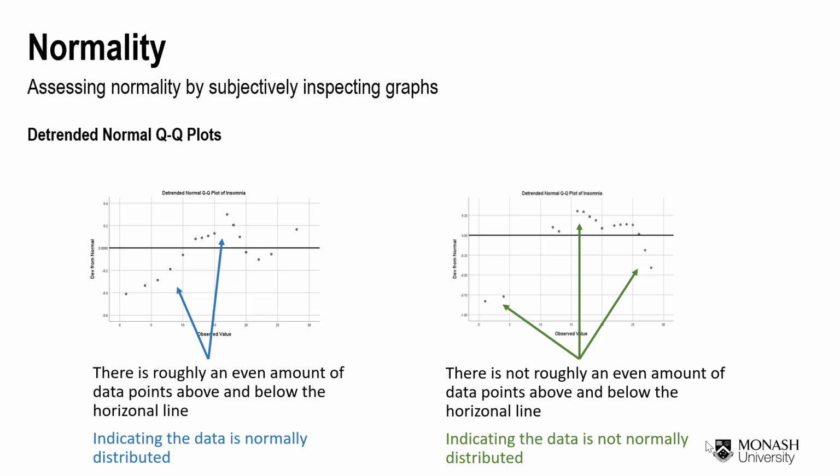In the second graph, there is not roughly an even amount of data points above and below the horizontal line. Specifically, there are more data points above the horizontal line than below the horizontal line, indicating the data is not normally distributed.